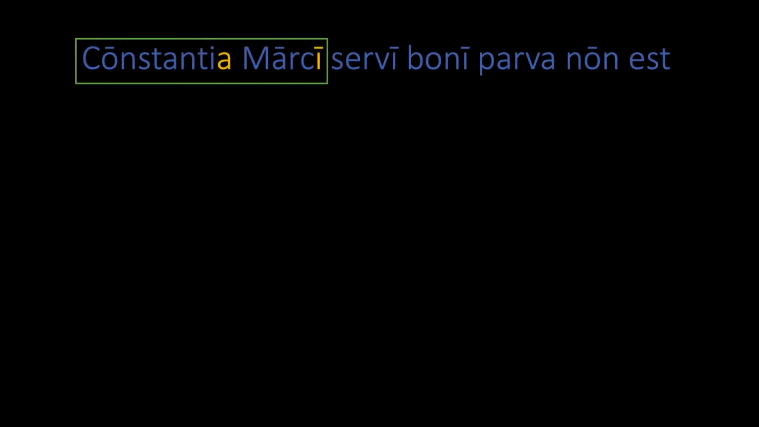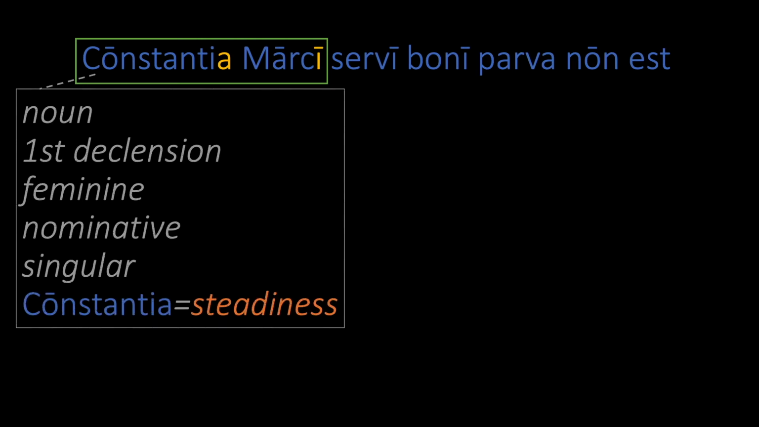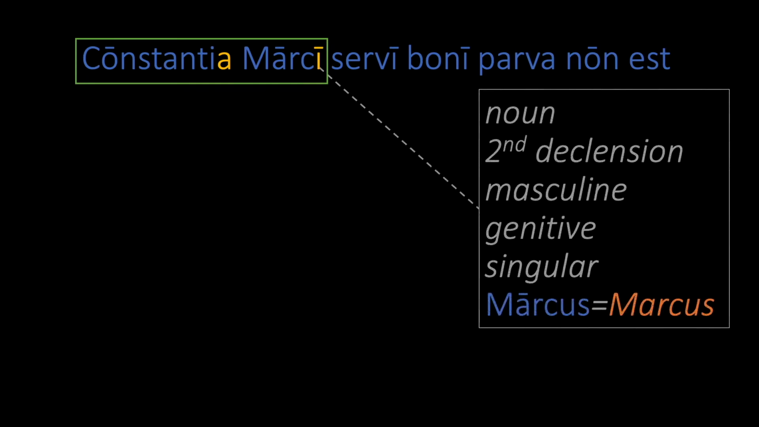Constantia marci boni servi parva non est. On to the first phrase. Constantia marci is a pair of nouns, one in the nominative and one in the genitive. Constantia is a noun meaning steadiness. The base of marci is Marcus. This construction looks possessive, so that gives the steadiness of Marcus.